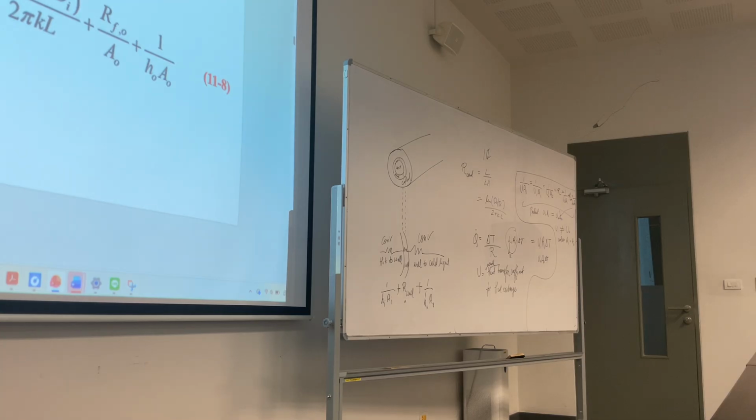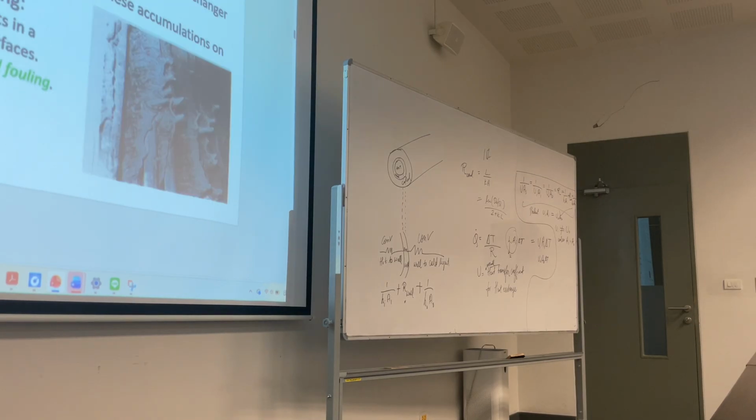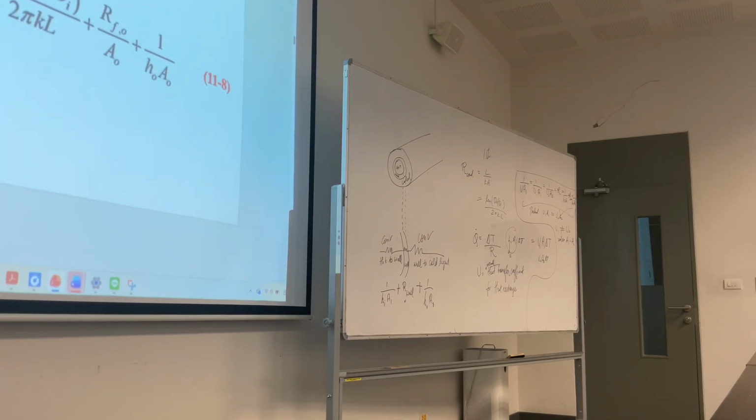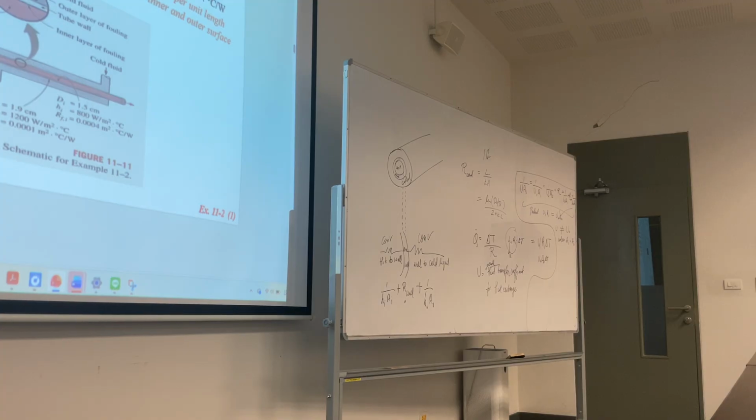So when you are calculating total resistance, you have to add this. This is the fouling factor, RF divided by the area. This is also resistance. You add this if there is corrosion or precipitation. So you add the fouling factor inside the tube and outside the tube. Okay, let's do one example.